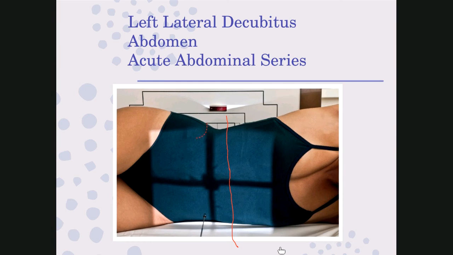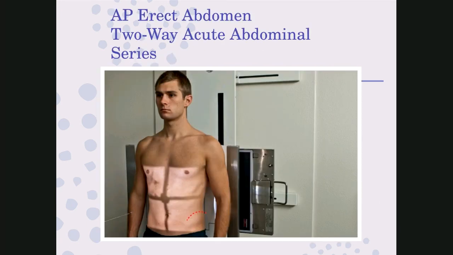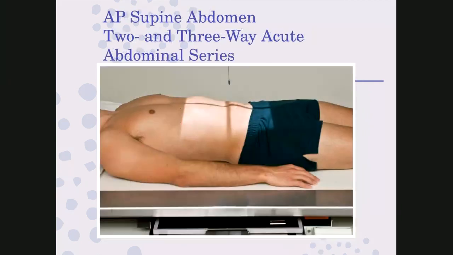And then the other view, if it's an AAS or a 3-way abdomen, remember we're going to do a PA chest with the central ray at T7, which is found at the inferior angle of the scapula, and midline. So if it was a 3-way abdomen, you would start and do the PA erect chest. Then you would do the upright abdomen. And then finally, you would do the supine abdomen. That would be the 3 views on an ambulatory AAS.